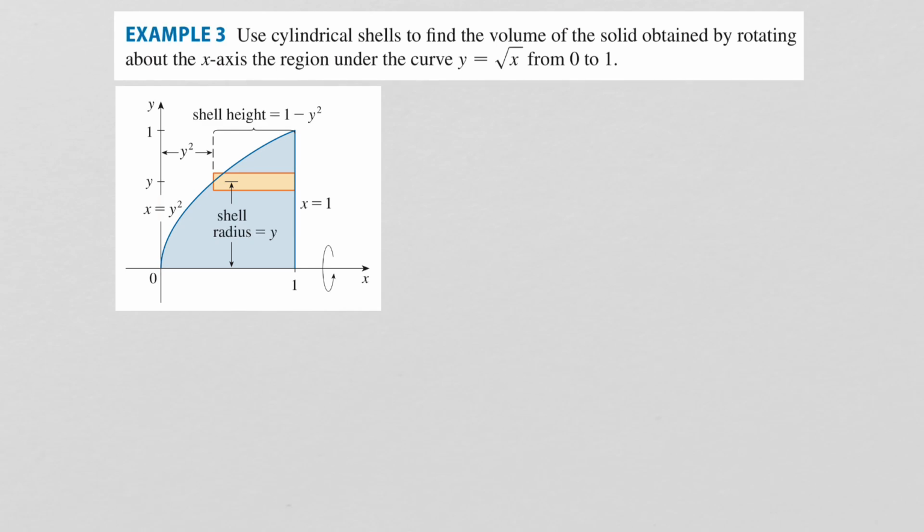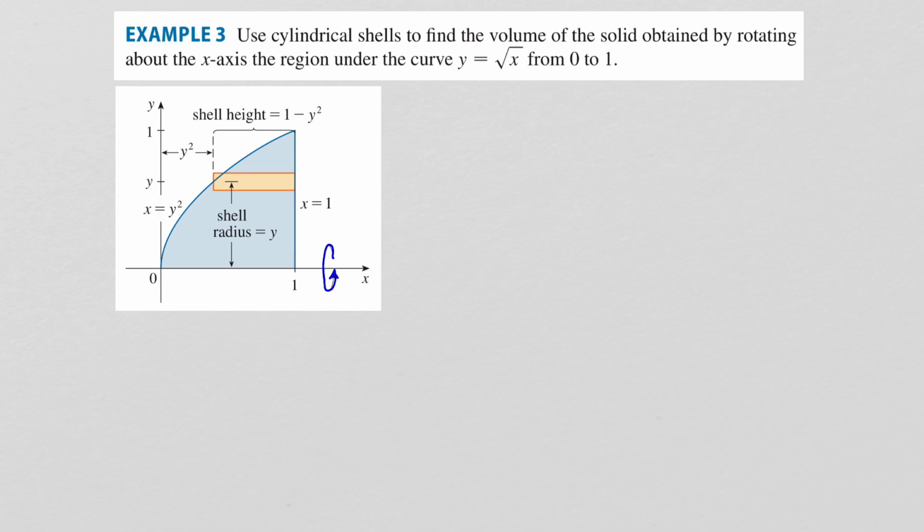In the next example, it says to use cylindrical shells to find the volume of the solid obtained by rotating about the x-axis, the region under the curve y equals the square root of x. So now we are rotating this way.